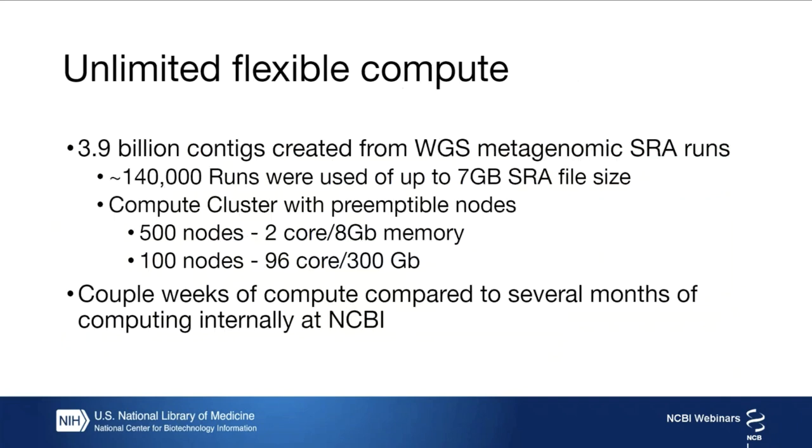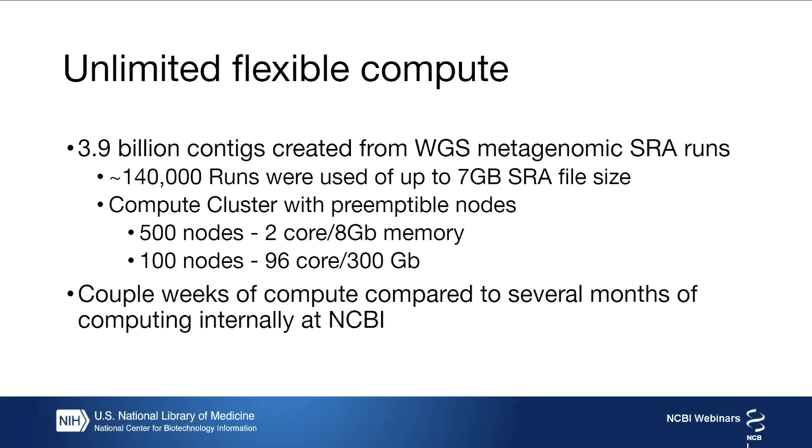But what I want to talk about is the pre-computation that had to happen before we could hold the Codeathon. The assumption was that everybody would be working on contigs and not raw data. So what SRA did was take 140,000 runs of metagenomic datasets that were 7 gigabytes or smaller in size, and we built contigs from this, using either de novo assembly or guided assemblies. We ended up building 3.9 billion contigs out of all of this data.